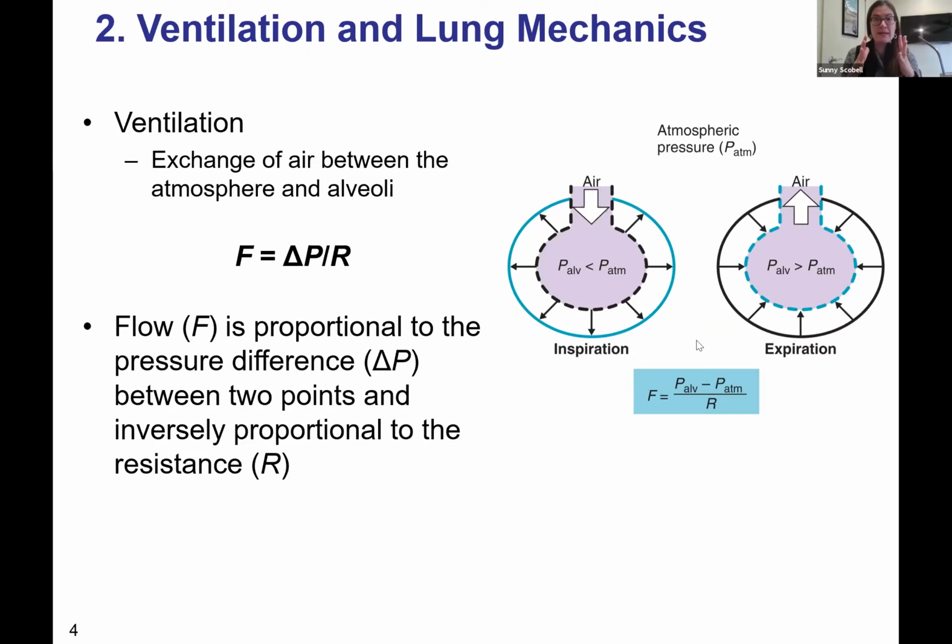And then when you breathe out, you're doing the reverse. You're pressurizing the air in the lung to make it the higher pressure area. And it's going to have to be higher than the atmospheric pressure. And then you'll be able to get it to flow from high pressure to low pressure.